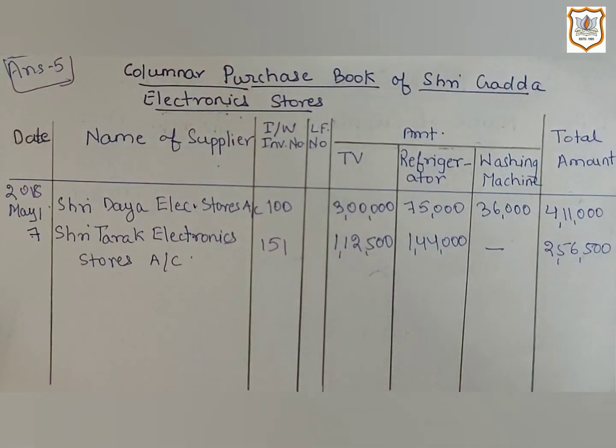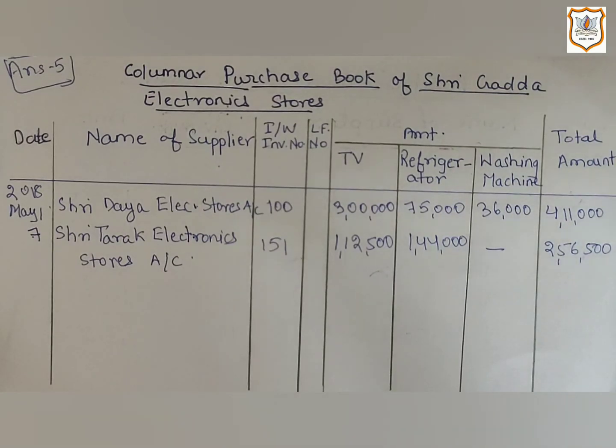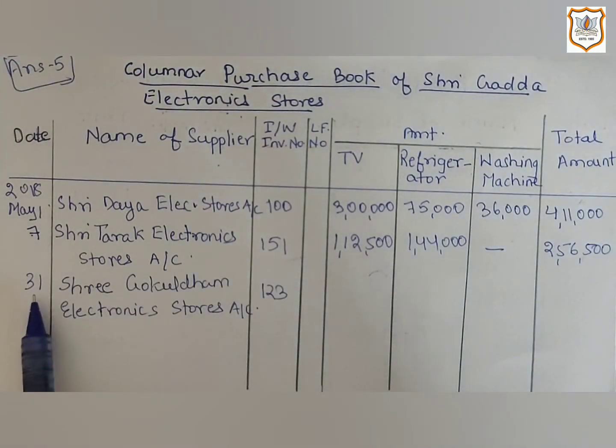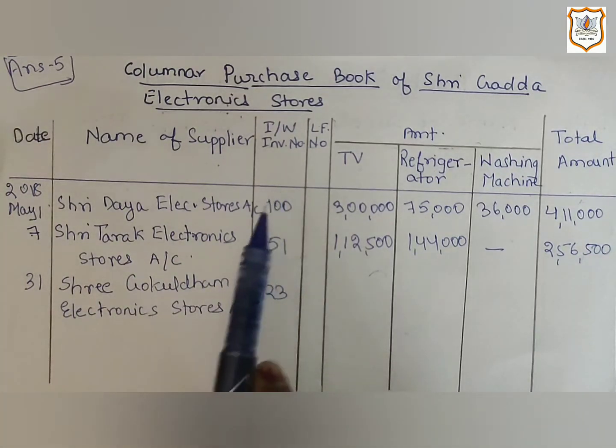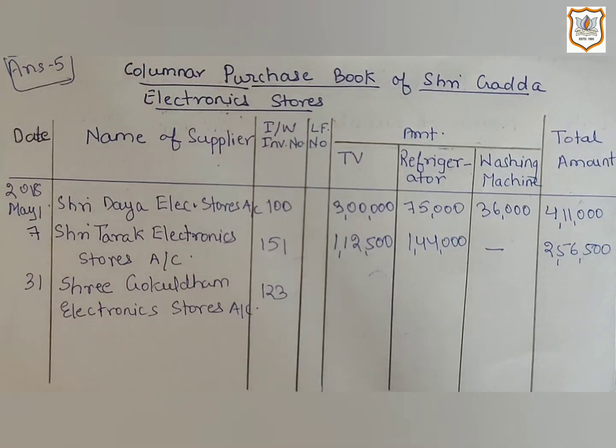Then next transaction, date 31st, from Shri Gokuldham Electronics Stores, purchased 5 pieces TV sets at rupees 30,000 per piece and 5 washing machines at rupees 23,000 per piece. Trade discount at 10%, invoice number 123. So as this is a credit transaction, we will record it in columnar purchase book. First you have to enter the date and write down the name of supplier. So here date is 31st, name of supplier is Shri Gokuldham Electronics Stores. Then inward invoice number, that is given 123.